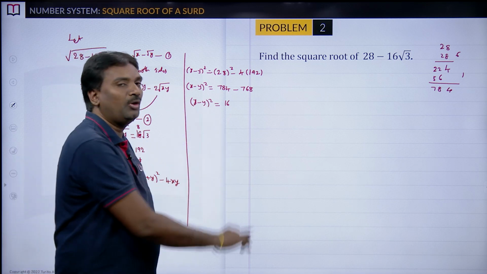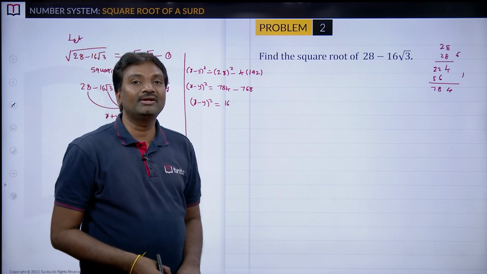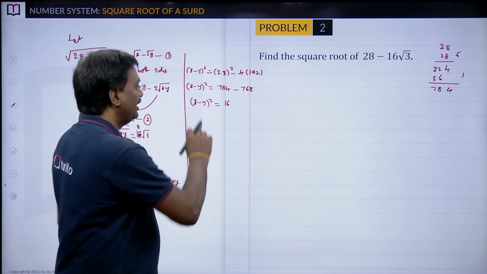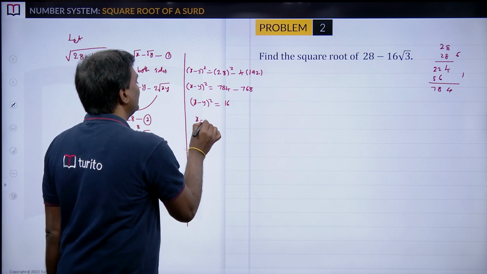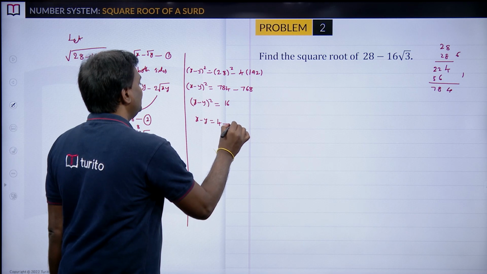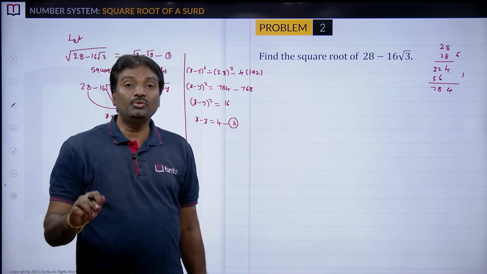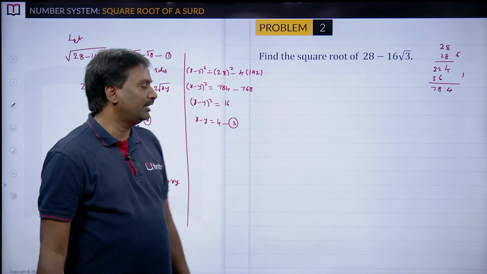Now since we have x minus y whole square equal to 16, by taking square root on both sides, you will get x minus y equal to 4. So let us take this as equation 3. x minus y equal to root 16. What is root 16? That is 4.